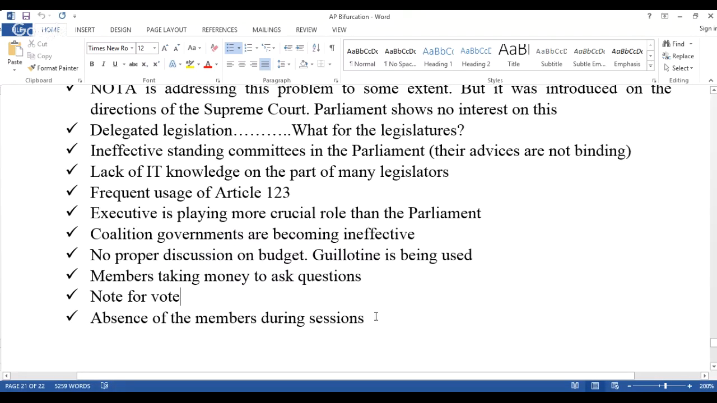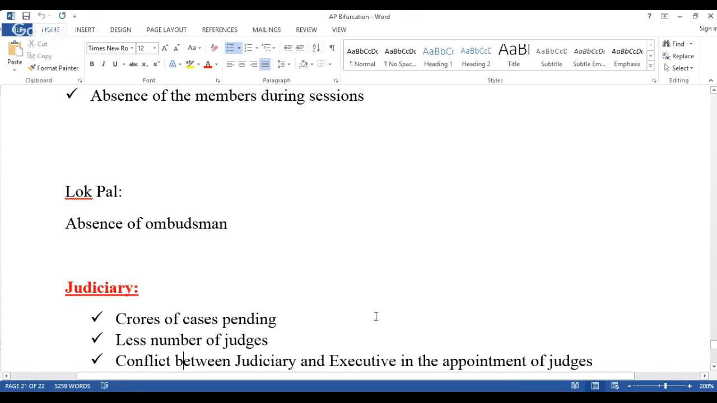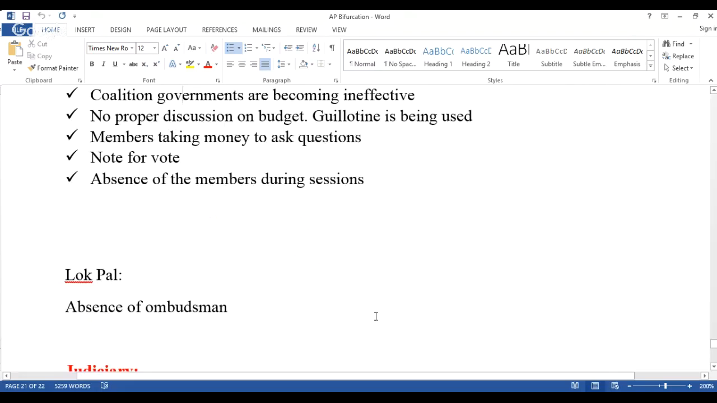And absence of the members during the sessions. Meaning, the members are absent during the sessions. What do you mean by this? Look at the Lok Sabha. Look at state legislative assemblies. So many people will be missing during these discussions. And you are not taking part in the discussions. You are not at all interested. Then why were you elected, in fact?